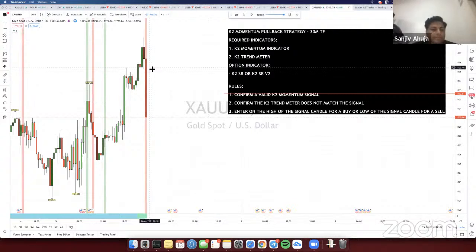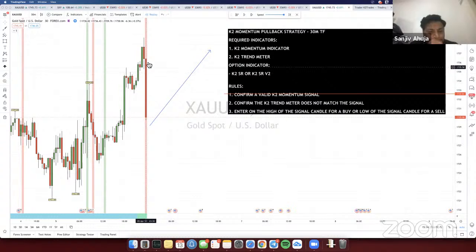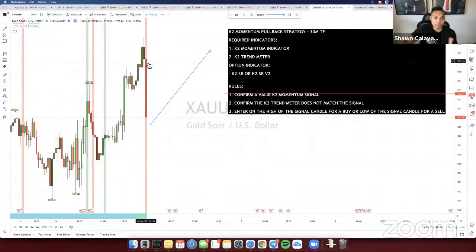So right here, basically the way that this strategy works, it's going to indicate to you that this is just a pullback, right? Because if you look at the trend, it shows that the trend is still green. So we're anticipating price to continue back up. So right here, this is just going to be a pullback candle. So looking at this pullback candle right here, once you have the requirements met, we have the valid sell signal here, but the trend meter is green. So with that said, we anticipate price to go up.